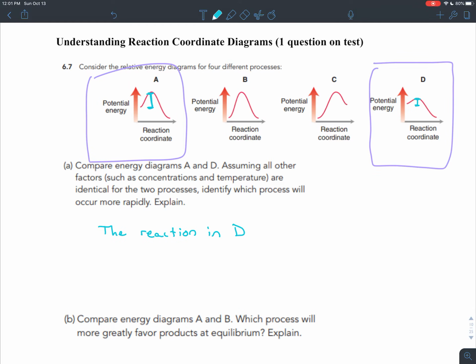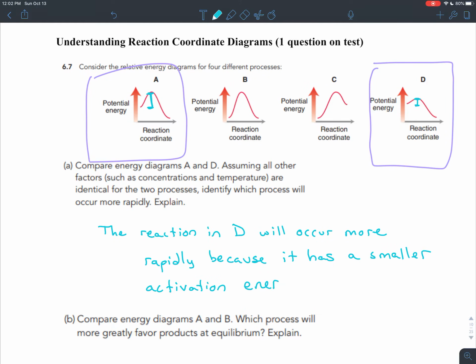in D will occur more rapidly because it has a smaller activation energy. In other words, molecules don't need as much energy to change from being the reactants to the products. So you'll find molecules with enough energy more often, and the reaction will happen faster.